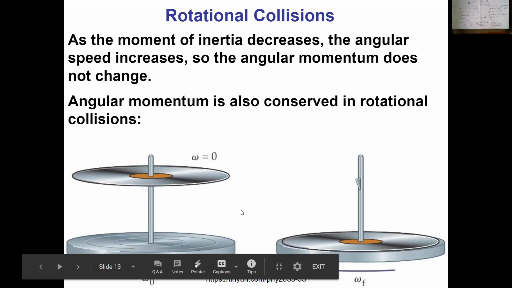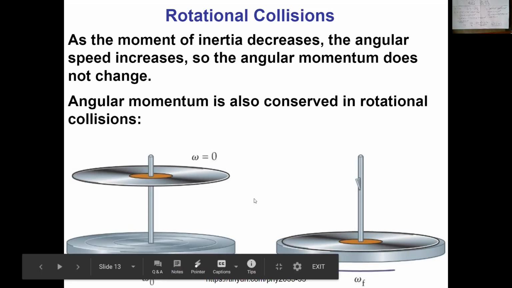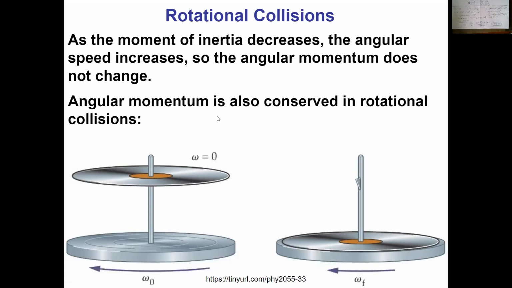If you look at the system of the CD and the turntable, it should have conservation of angular momentum because the interaction between them is internal, the internal forces between them, and the external torque should be equal to 0. So in that case, angular momentum should be conserved, just as what we did for linear collisions.